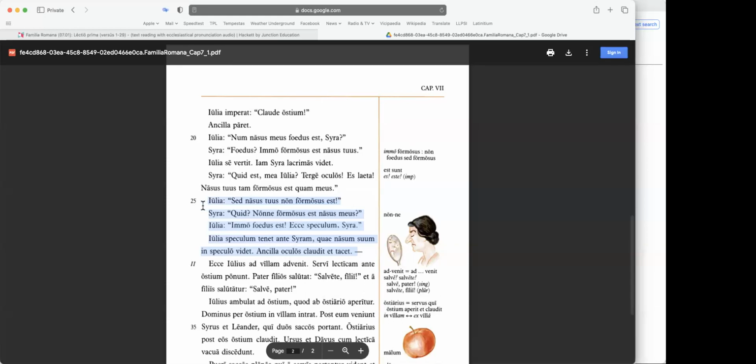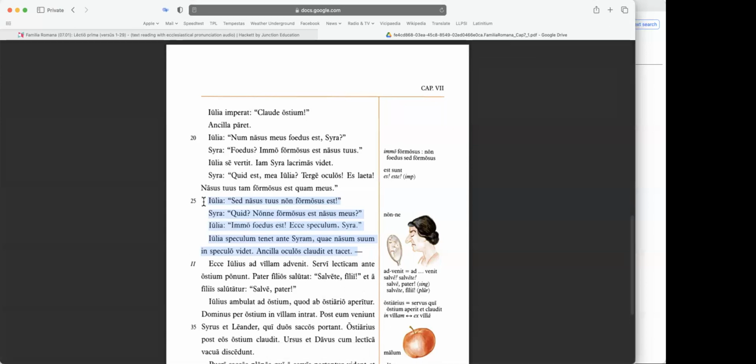Okay, Julia, sed nasus tuus non formosus est. She says, Julia, but your nose is not beautiful. Sira: quid? Nonne formosus est nasus meus? What? My nose is beautiful, isn't it? Julia: Immo foedus est. Ecce speculum, Sira. It is not beautiful, but ugly. Look at the mirror, Sira.